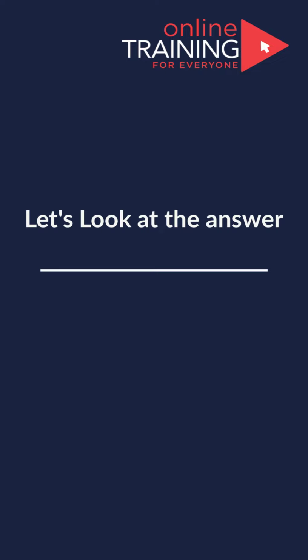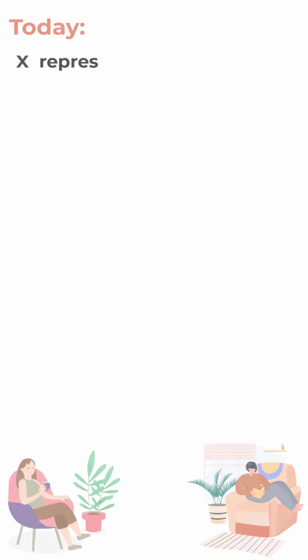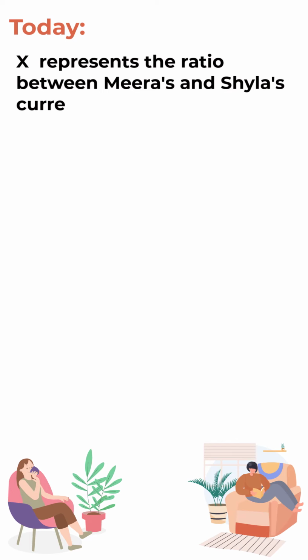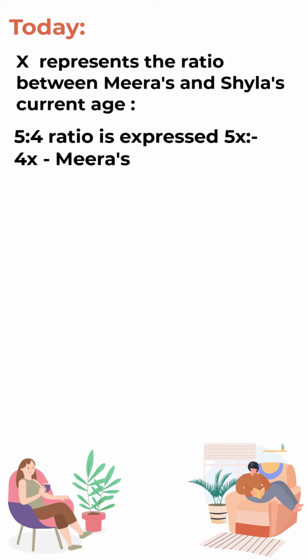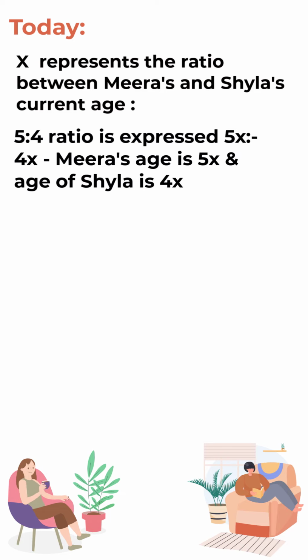To solve it, we need to define a variable x, which would be a ratio between Mira's and Shyla's current age. If that's the case, then the current age of Mira will be 5x, and the current age of Shyla will be 4x, which means that we can build an equation and calculate the ratio of ages after 3 years.